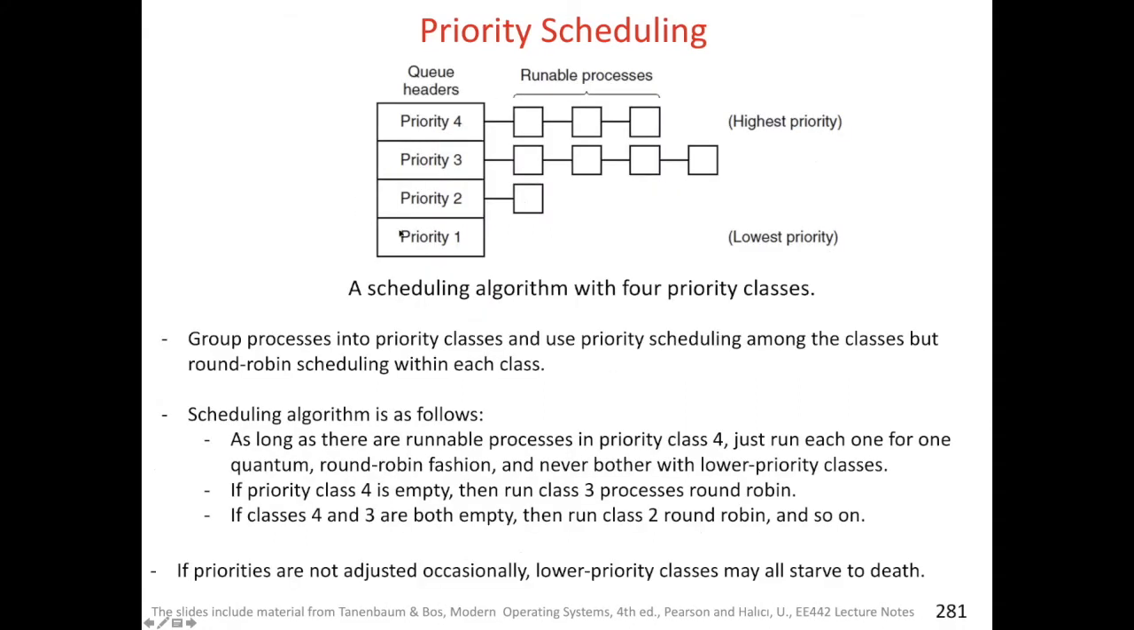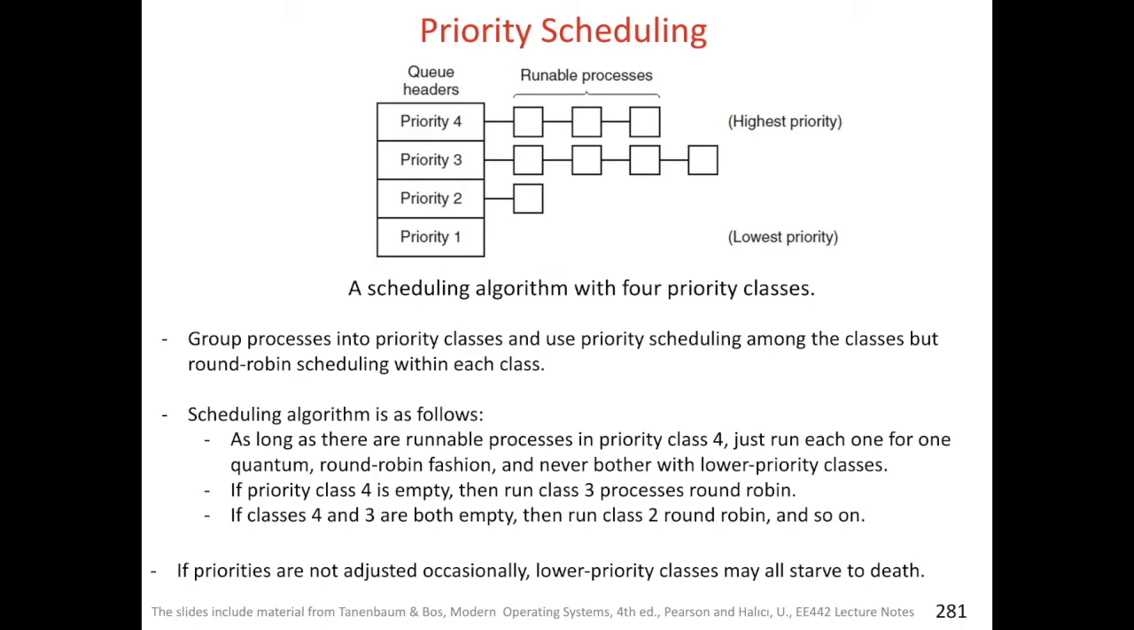Here an example of a system having 4 priority classes is given. Assume that priority 4 is the highest priority and priority 1 is the lowest priority. Group processes into priority classes and use priority scheduling among the classes but round-robin scheduling within each class. We have a queue for each priority. In these queues we have runnable processes. Scheduling algorithm is as follows.